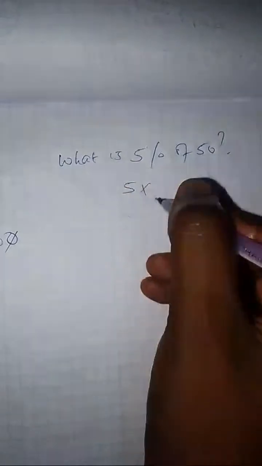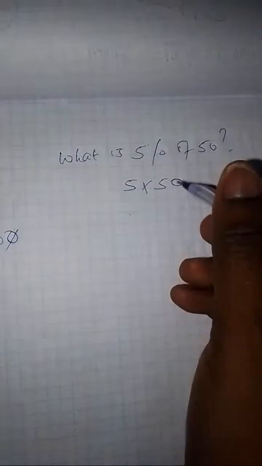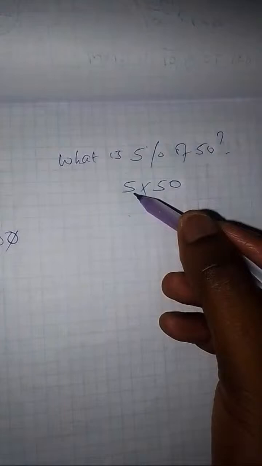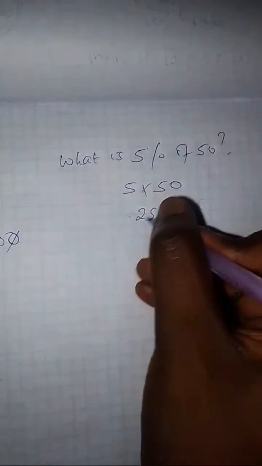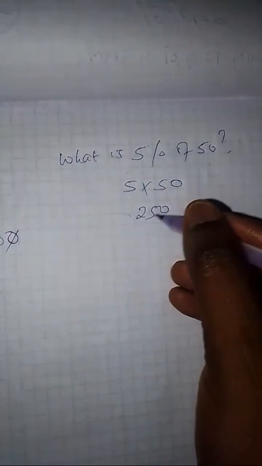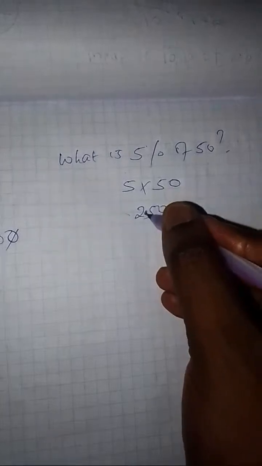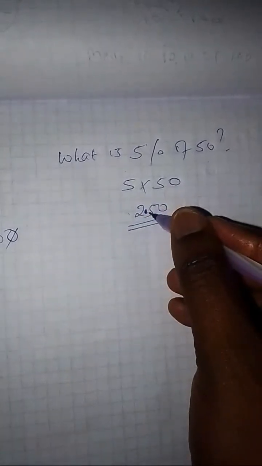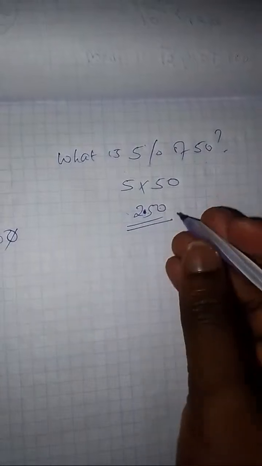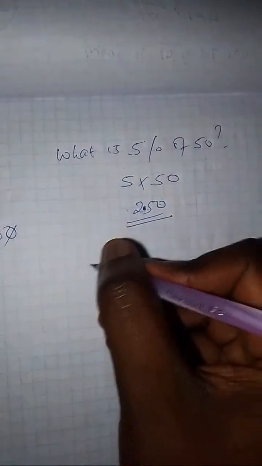So here we shall have 5 multiplied by 50. Then from there we shall have 250. Then we move 2 decimal places. So the answer is 2.50.